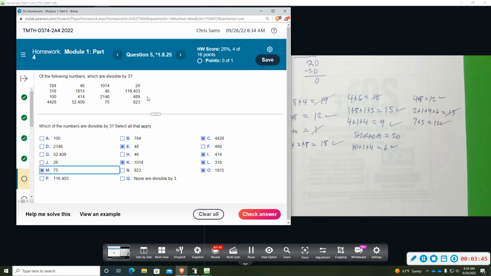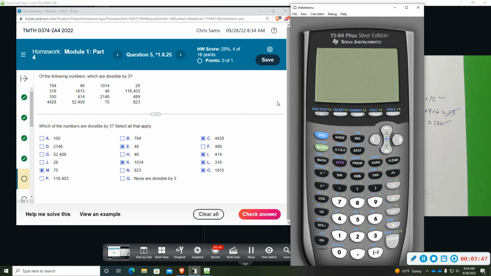And then you can continue going in that fashion. Of course, you can also use a calculator, but using those divisibility rules will help you. So if I did 26 divided by 3, not. If I did 116,403, again, it's not that bad doing it by hand. I get a whole number, so that big number is divisible by 3.